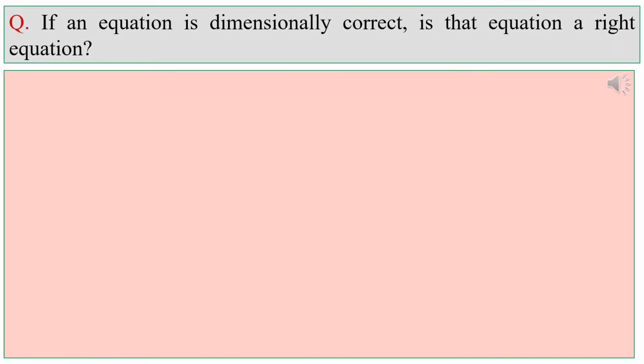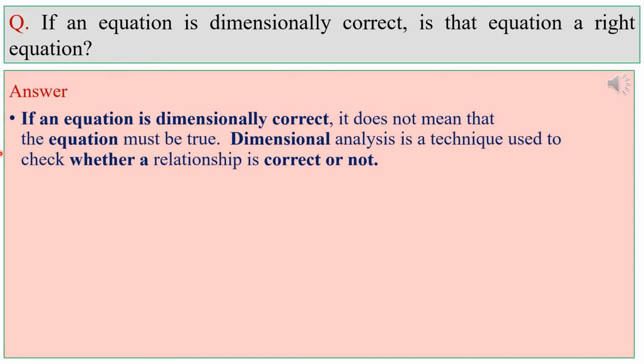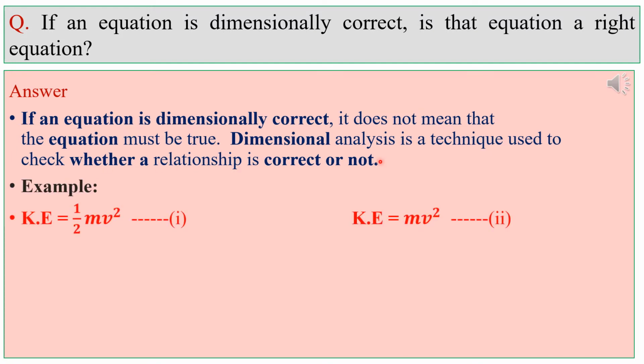Question: if an equation is dimensionally correct, is that equation a right equation? Answer: if an equation is dimensionally correct, it does not mean that the equation must be true. Dimensional analysis is a technique used to check whether a relationship is correct or not. For example, the formula of kinetic energy is half mv square in equation number 1, but in equation number 2, kinetic energy is given as mv square.